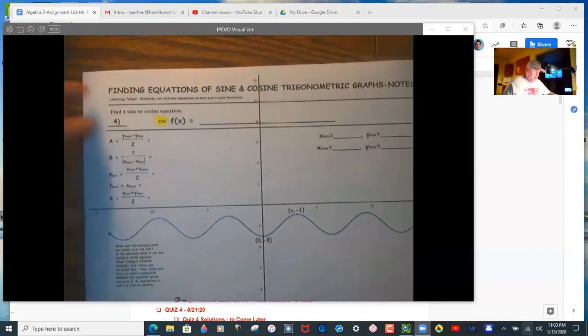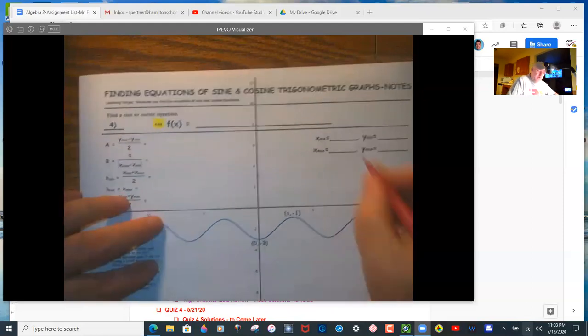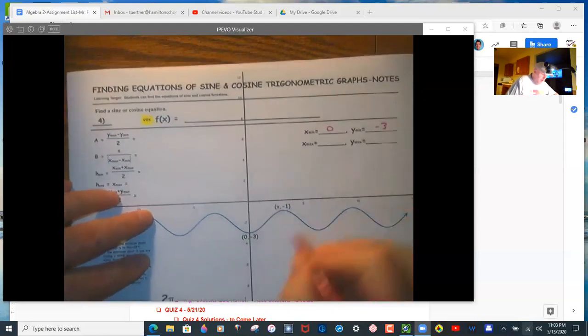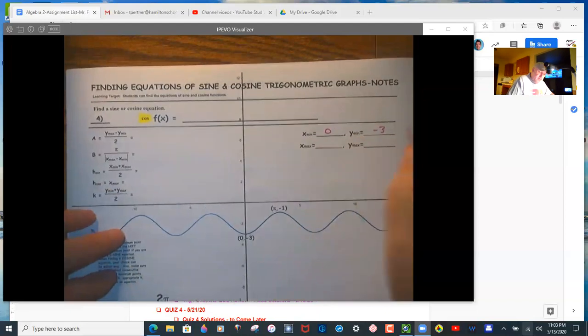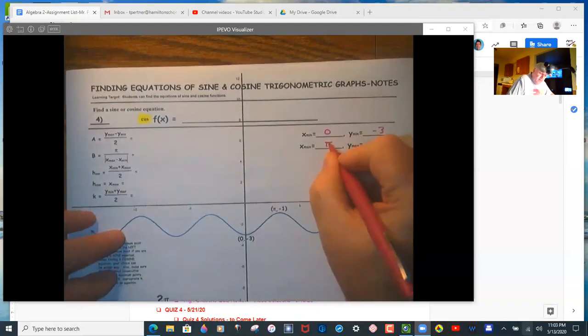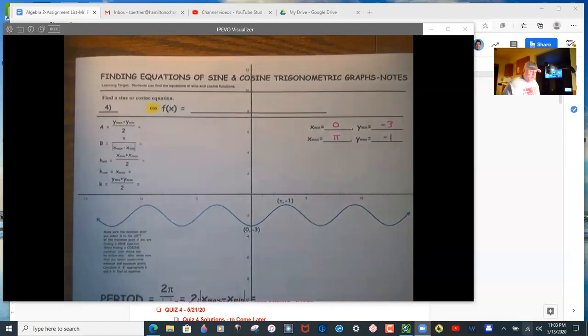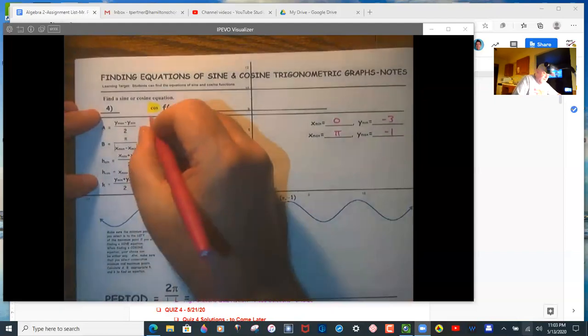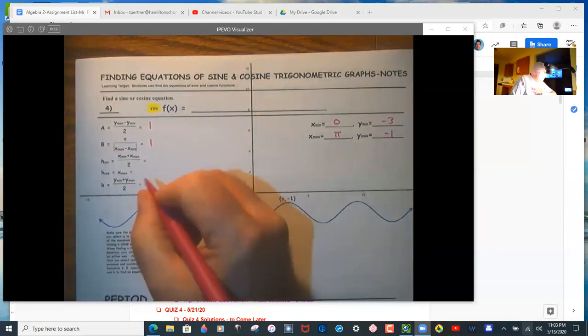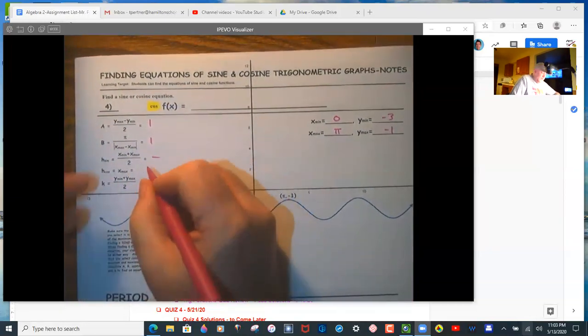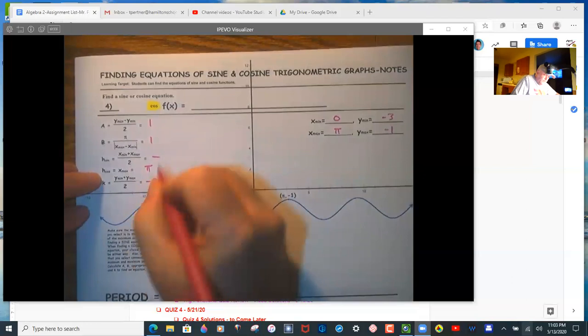Okay, problem 4. And again, I'm going to start moving very quickly. So 0, negative 3 is our x min, y min, and then pi, negative 1. And we don't need to worry, the min is to the left of the max, so we're good. This is 1 and 1. We're not doing this. This is pi and negative 2.